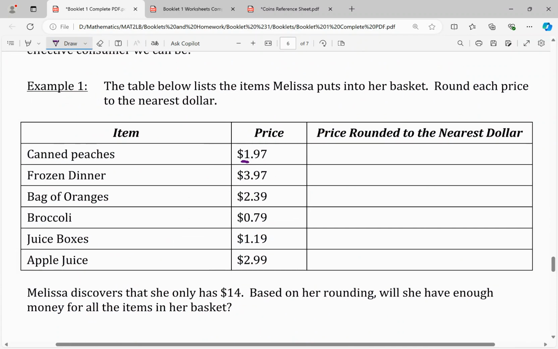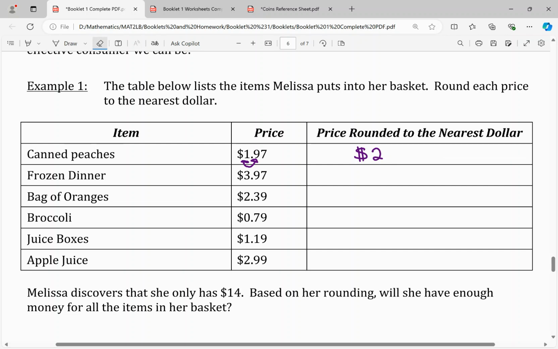So since canned peaches cost $1.97, we're going to be rounding the 1, which means that we look to the 9 to help us decide how to round. The 9 tells us to round up. So this 1 is going to change to a 2, and everything after that 2 is going to become 0. But again, you can choose to remove those zeros, which is what I'm going to do today.